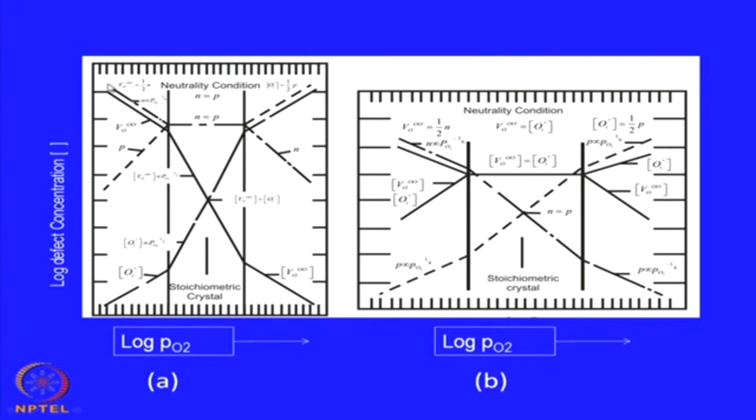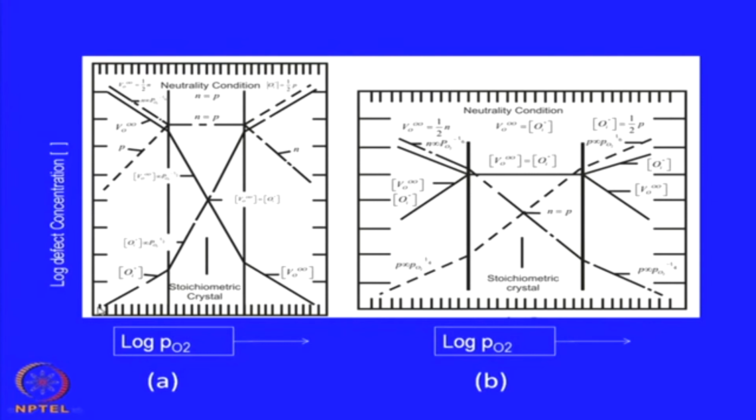N varies, the number of holes, the number of electrons varies in this manner with a slope of minus 1/6, okay. It is 1/6 and then it goes there, it becomes constant. At an intermediate PO2 N becomes P and then on this side is P and N becomes lower. So, on this side N dominates, P is very low.